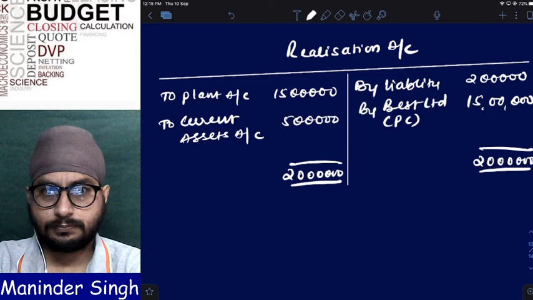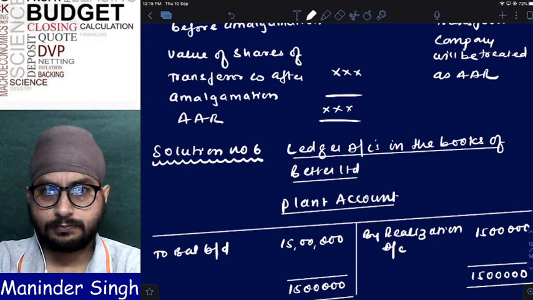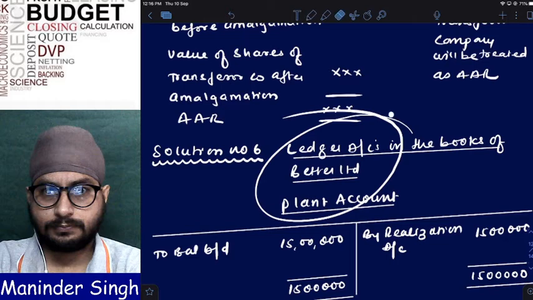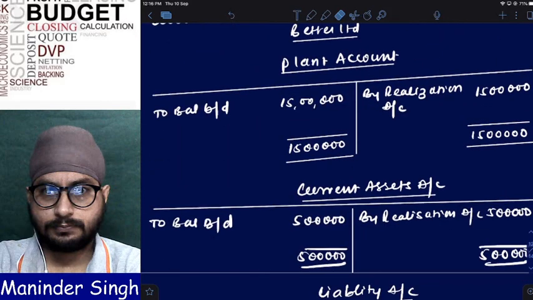Again, you are telling Best. Why will Best Limited bear it? I am calculating which company? Better Limited. Then why is Best Limited coming here? When I am calculating Better Limited, the loss will be borne by Better Limited only. Why every time Best, Best, Best? Don't give me worst answers. Did I close the accounts of Best Limited? No, right? Why will Best Limited come? Only Better Limited.